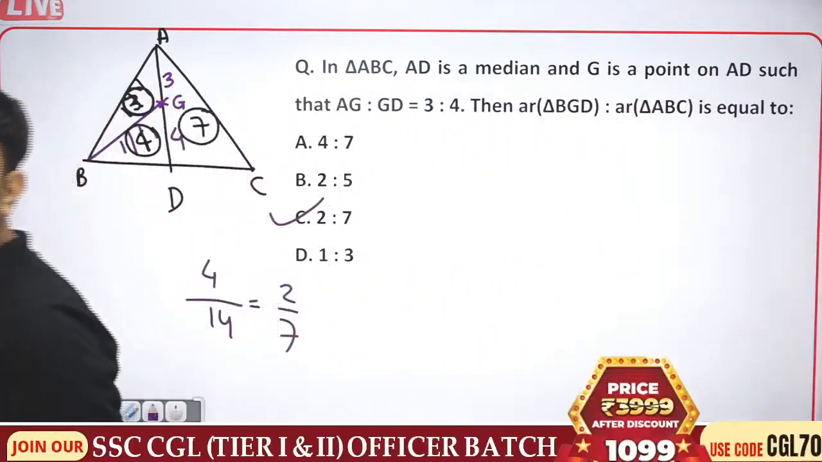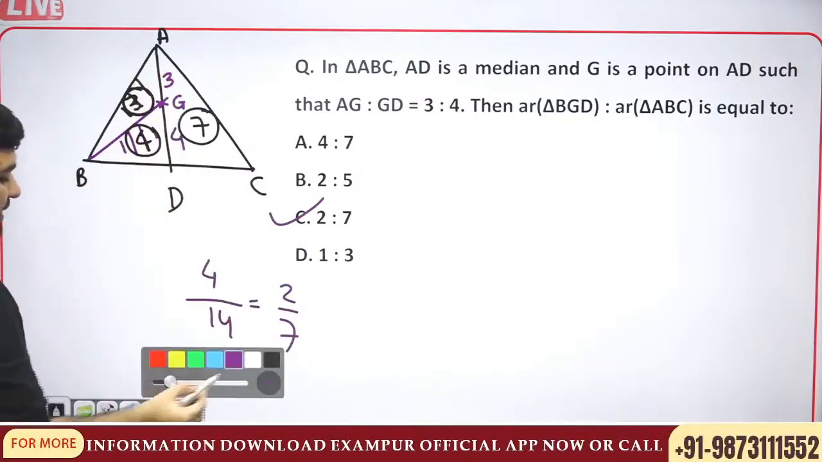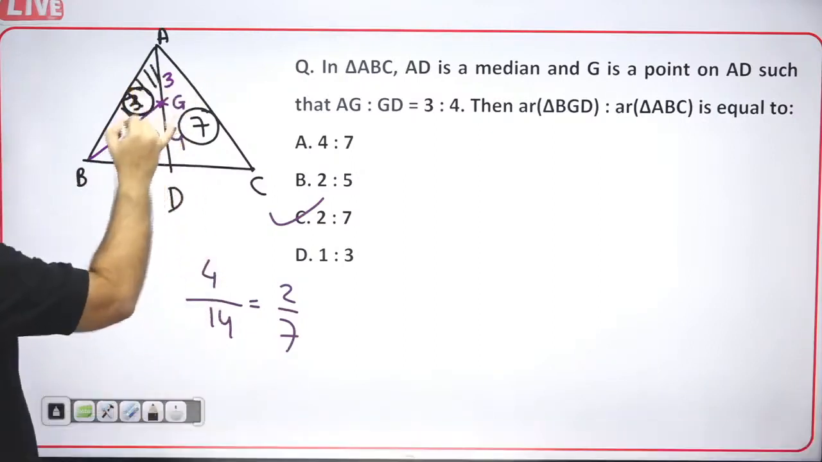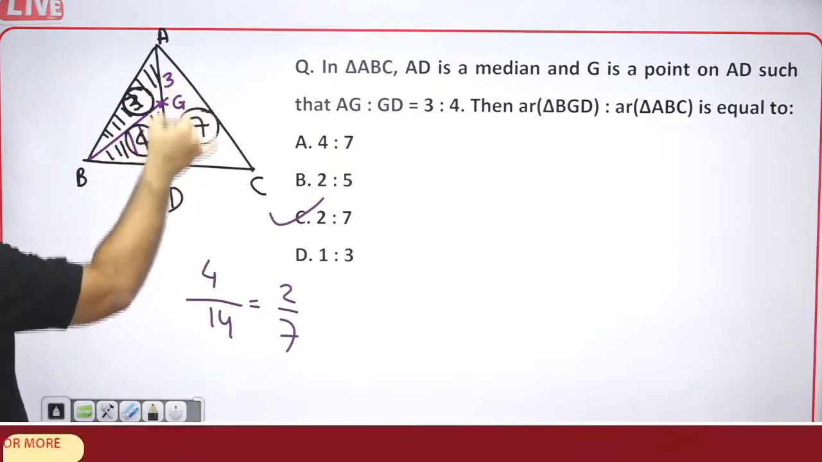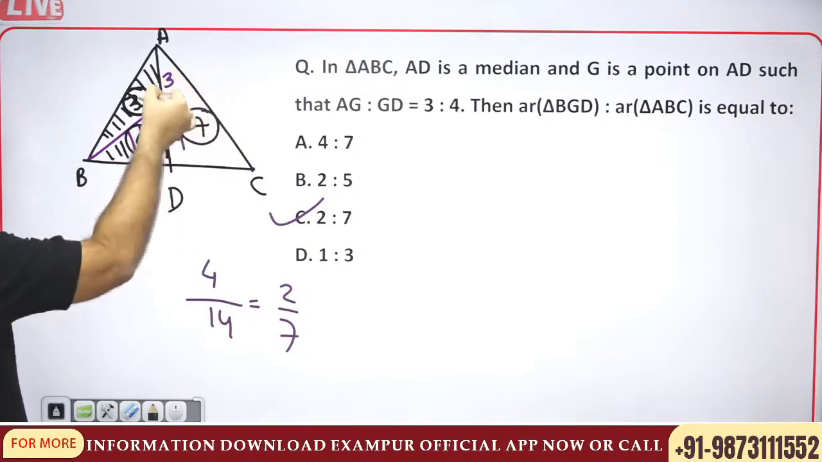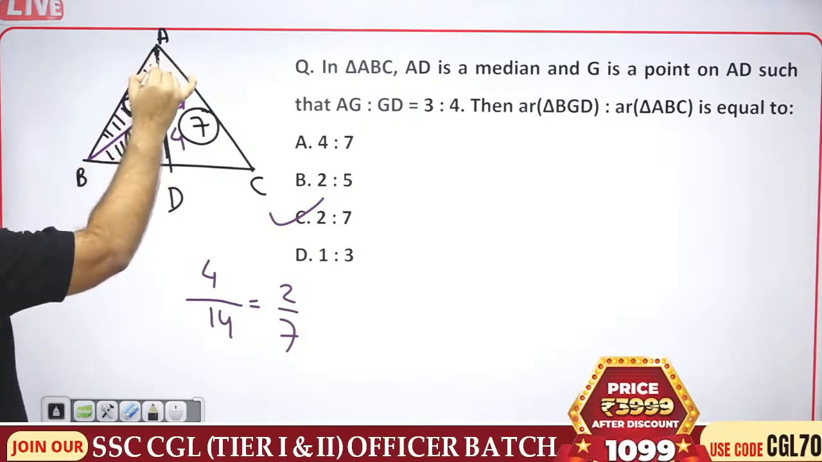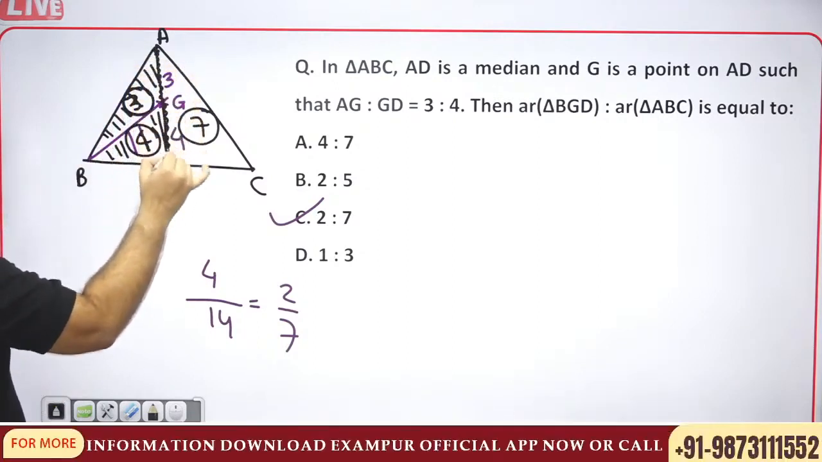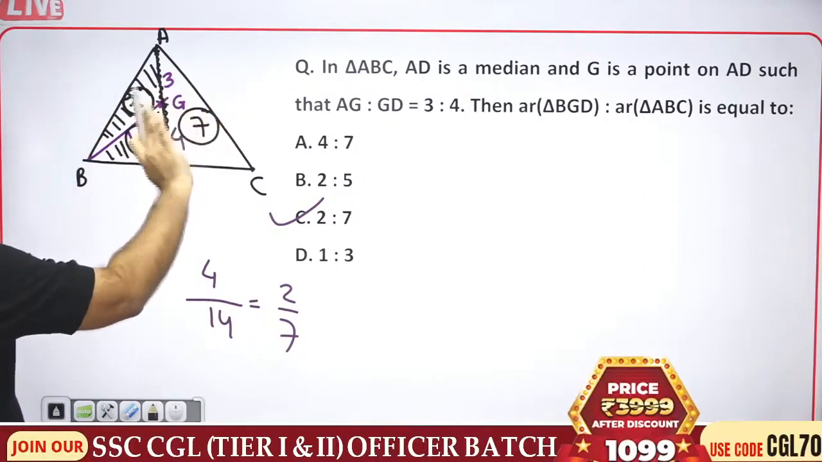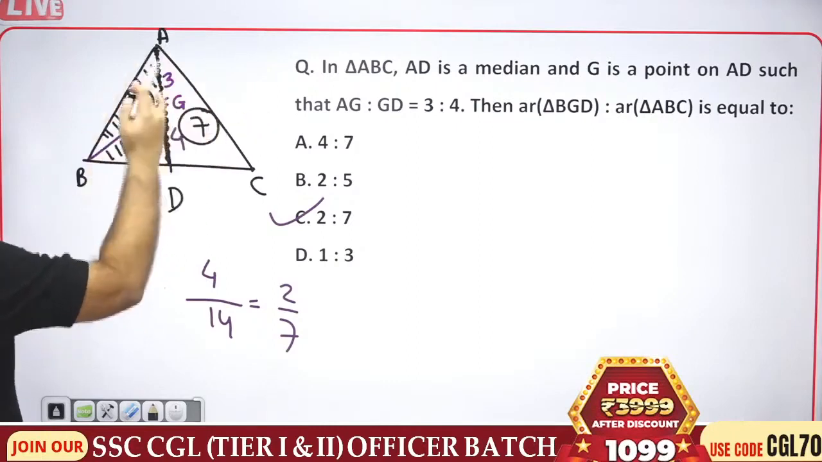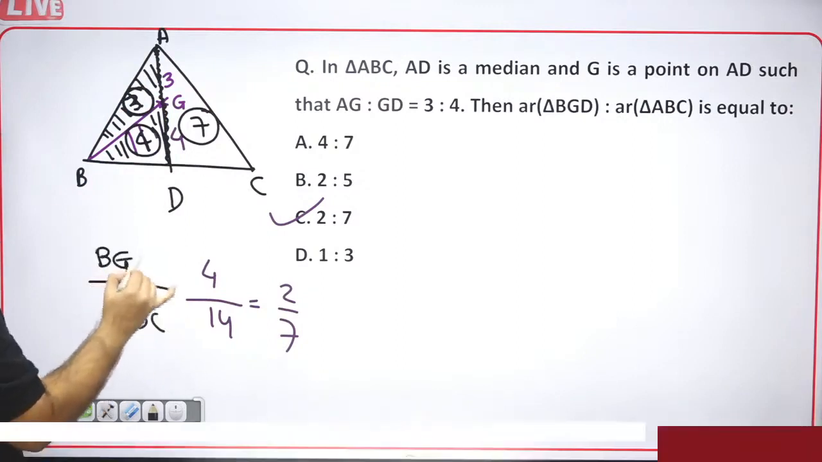All the properties clear? What I said first: if two triangles are made on the same base, then their areas are in the proportion of their bases. So if their bases are 3 and 4, their areas are also 3 and 4. Now, this is the median. A median divides the triangle into two equal parts. So if the area of the left part is 7, then the area of the right part is also 7. So the total area is 14, and BGD is 4. Great.